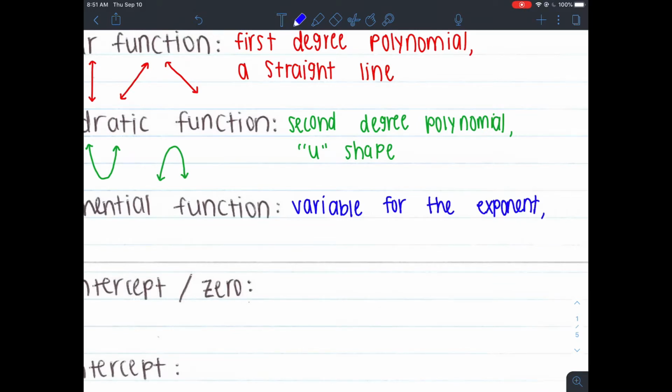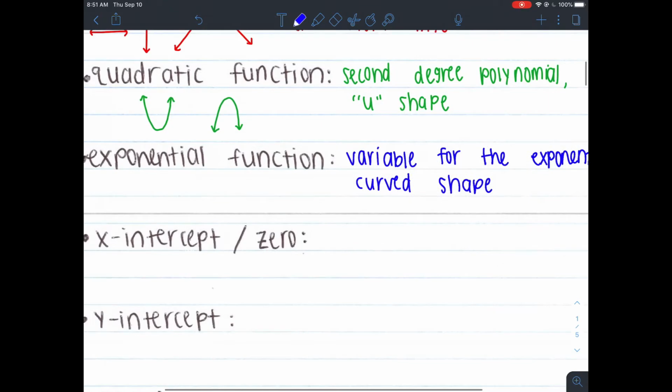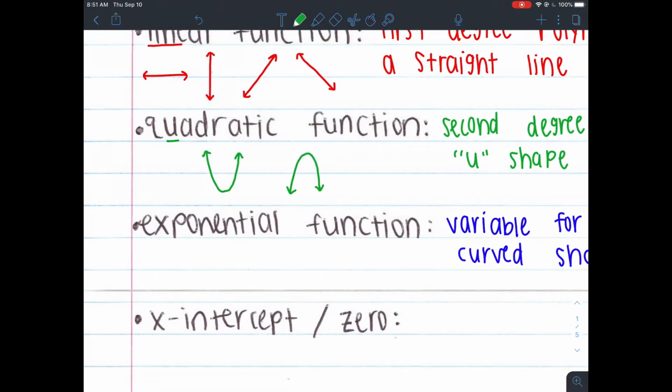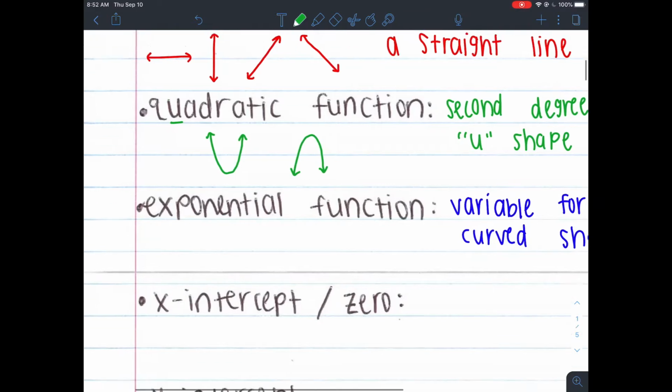Okay, and it's also a curved shape. I'll go ahead and draw some pictures of what that might look like. So, I forgot to mention, for a quadratic function, you want to look at that U as that little key feature. It'll help you remember that it looks like a U. So a quadratic function has a U shape.